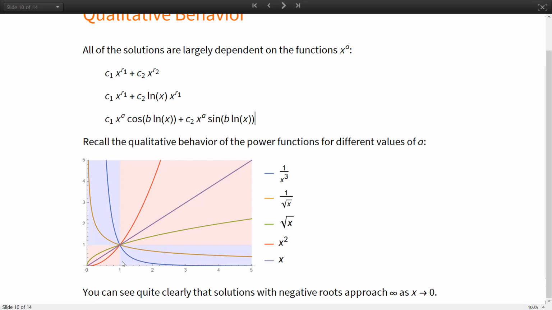For powers between 0 and 1, such as square root of x, the solution goes to infinity as x goes to infinity, but rather slowly with increasing x. As the exponent gets larger, the solution grows faster for values of x greater than 1. Let's take a look at the qualitative behavior of each type of solution in a little more detail.